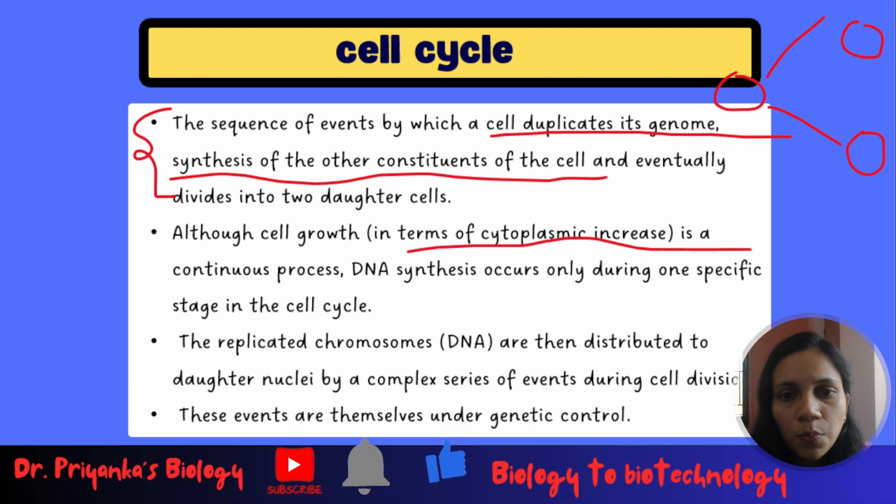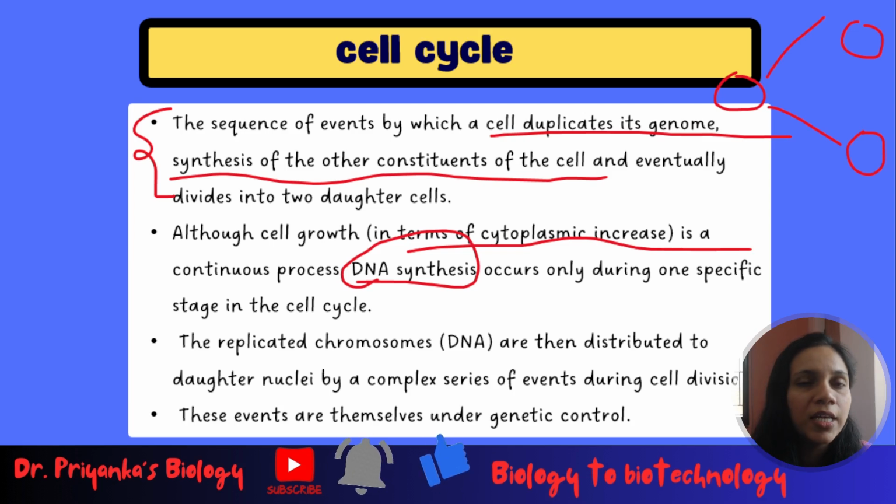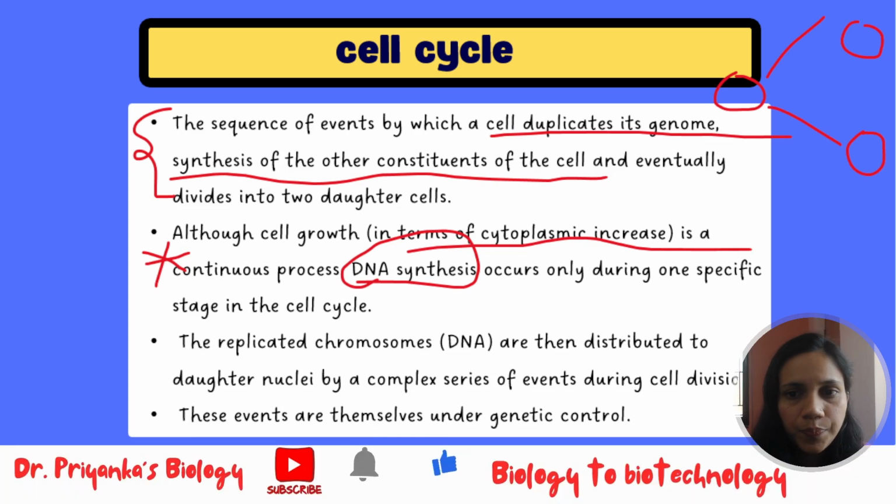But the most important thing is that DNA synthesis, or replication, occurs only during a particular, specific phase in the cell cycle. Cytoplasmic increase is a continuous process, whereas DNA synthesis occurs only during a particular phase of the cell cycle. Fine. So this is another important point that you need to keep in mind.